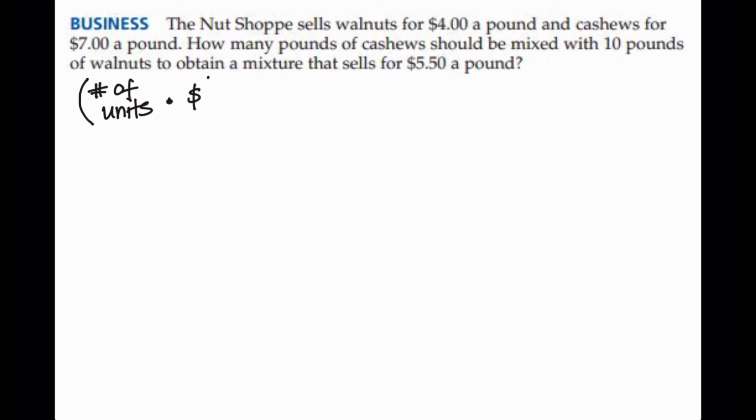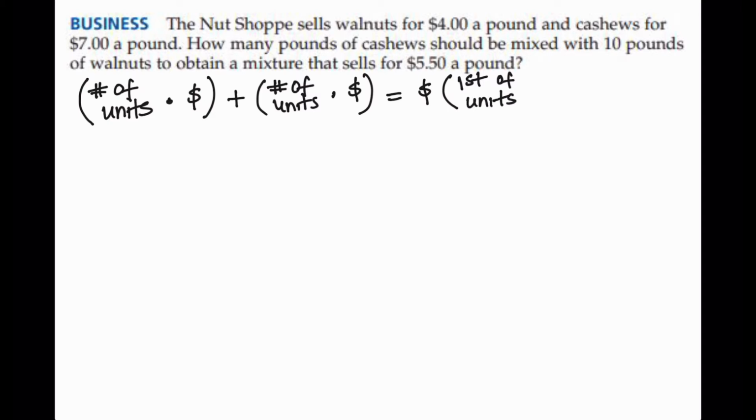times the dollar amount plus another number of units, or the second set of units, times the other dollar amount is going to equal the mixture amount, or the mixture dollar amount, times the first number of units plus the second number of units. And I should say first number of units.